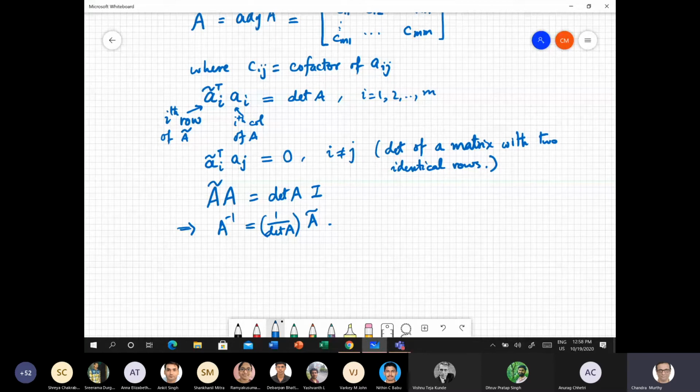So those are some of the properties of the determinant that I wanted to discuss. Before I move on to norms, maybe very briefly I'll talk about a few uses of the determinant.